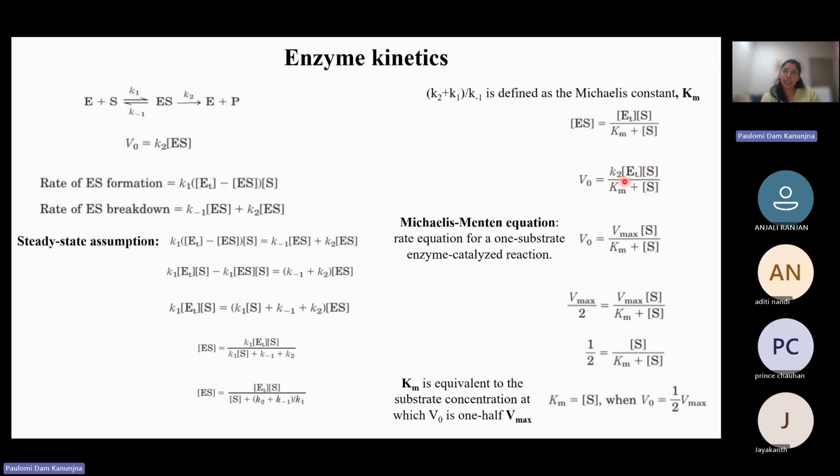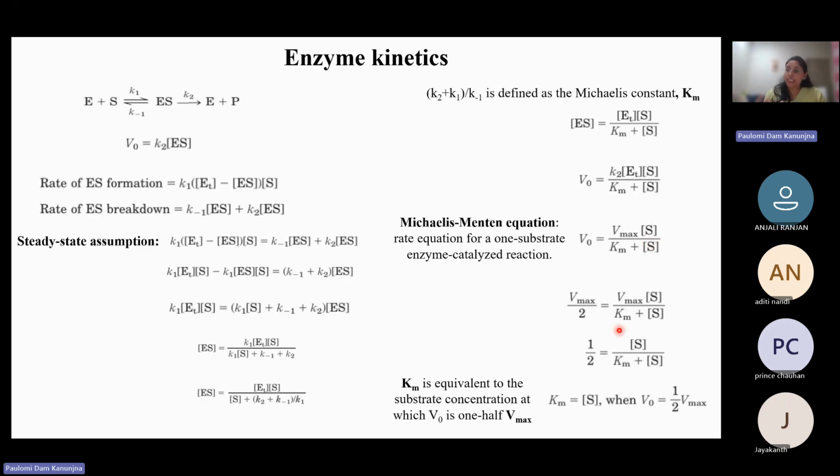Now K2 into Et basically means all the enzymes have been used up. All the enzymes will be used up when the reaction reaches its maximum rate. So that's why Vmax. So your Michaelis-Menten equation is V naught is equal to Vmax into S divided by Km plus S. This is how you derive the equation. If you work it out once, it becomes easier to understand.